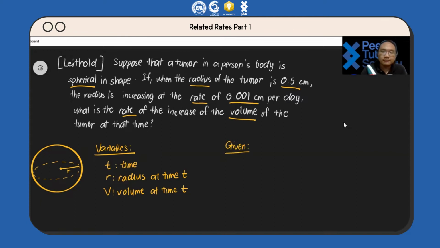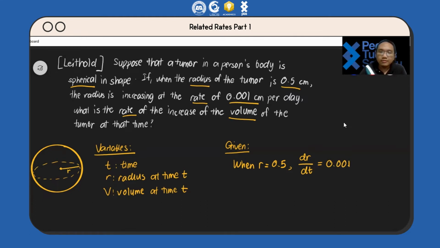Let's deal with the given. From the get-go, we see that this sentence over here contains our given. When the radius of the tumor is 0.5 centimeters, the radius is increasing at the rate of 0.001 centimeters per day. So when r is 0.5, we just omit the units for simplicity, then dr/dt. Remember, it's the rate, and derivatives are rates of change. That's why we are dealing with a derivative over here. dr/dt is 0.001. Okay, so far so good.